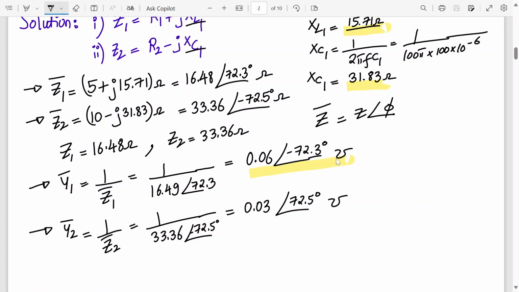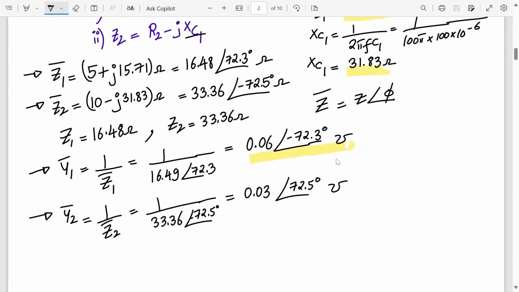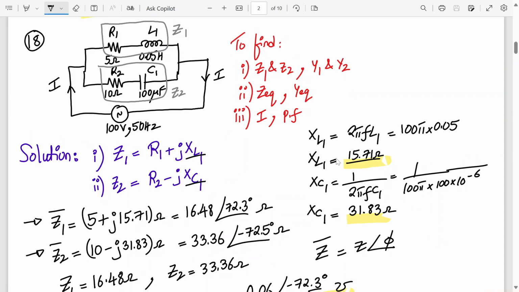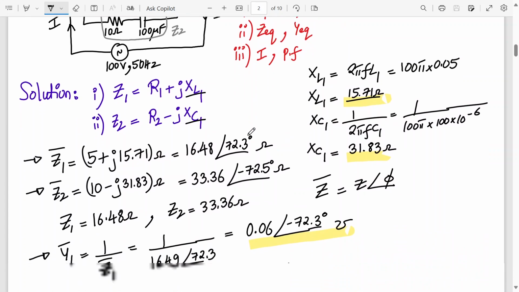Yes. Now we found the values of Z1, Z2, Y1, Y2. Next, we have to calculate Z equivalent. Can you tell me what is Z equivalent? Z1 and Z2 are in parallel. So what is Z equivalent?